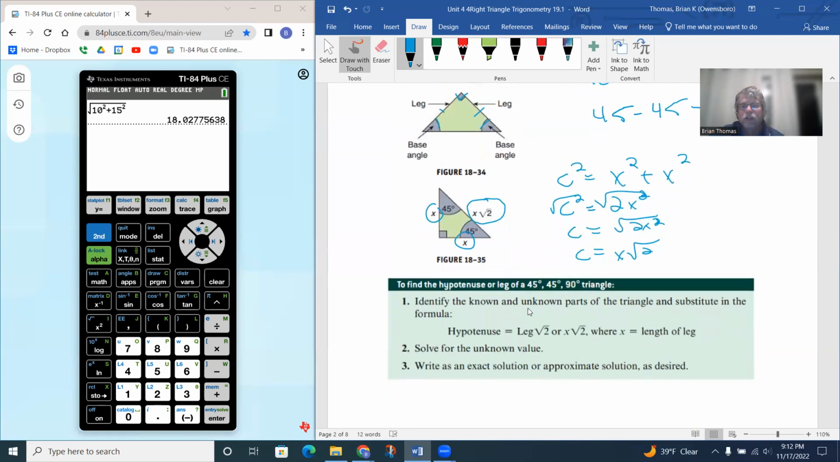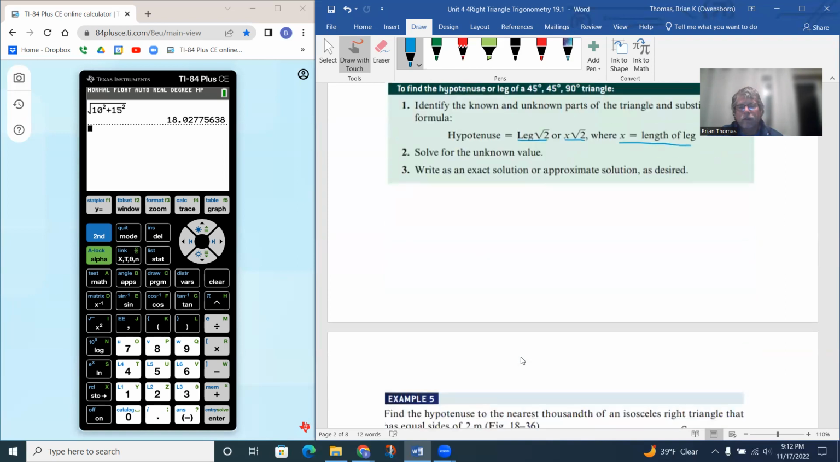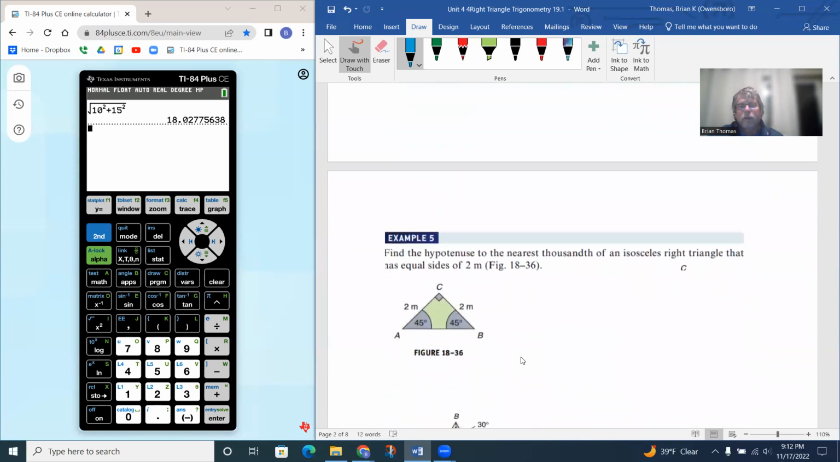So we have some special strategies here. If we have a 45, 45, 90-degree triangle, the hypotenuse is going to be the leg times radical 2, or x radical 2, and each leg will just be x. So that's some things we will need to know.